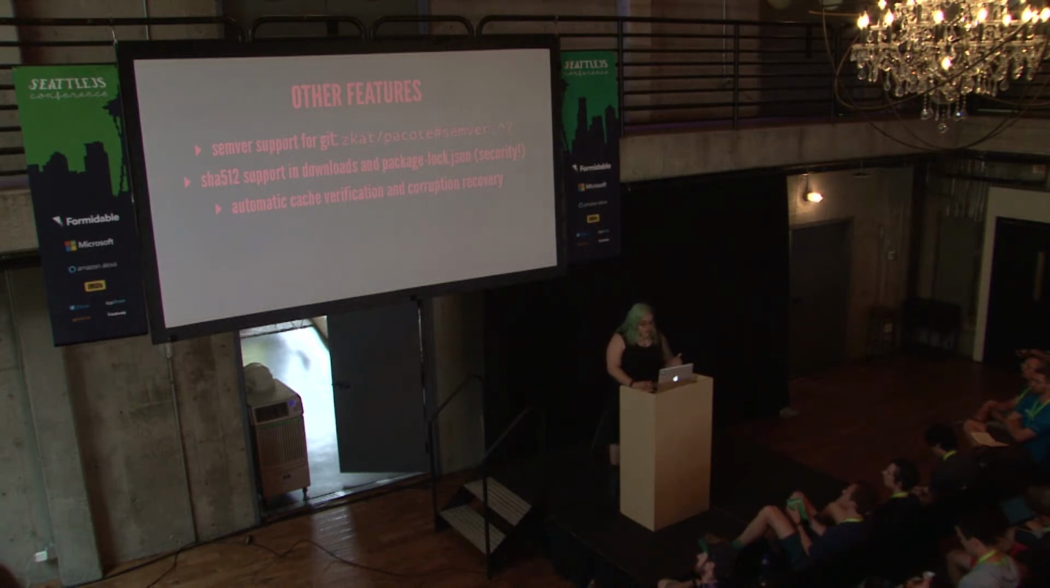Automatic cache verification and corruption recovery. I had a GIF of this, but I figured it's less important for a crowd like this. But the point is, if you have a cache and it gets corrupted somehow, or some tarball is cut up or something, then NPM will throw that tarball away, re-download it automatically, tell you that something was corrupted, fix it, and just keep going. It's going to reduce some classes of integrity errors.